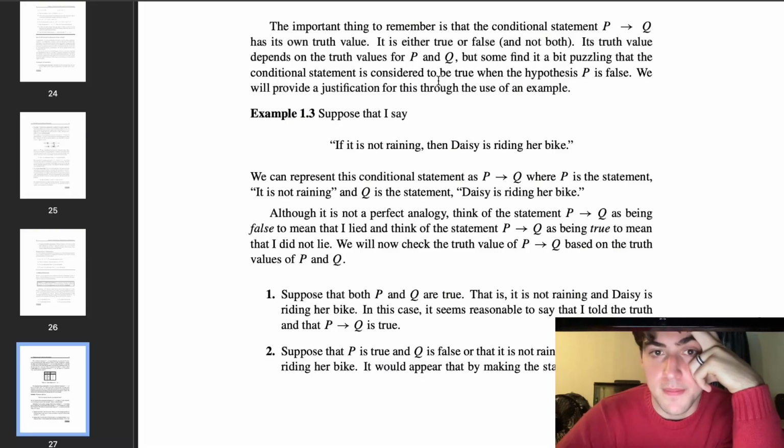Okay, all right. It is either true or false and not both. Its truth value depends on the truth values for P and Q, but some find it a bit puzzling that the conditional statement is considered to be true when the hypothesis P is false. We will provide a justification for this through the use of an example.